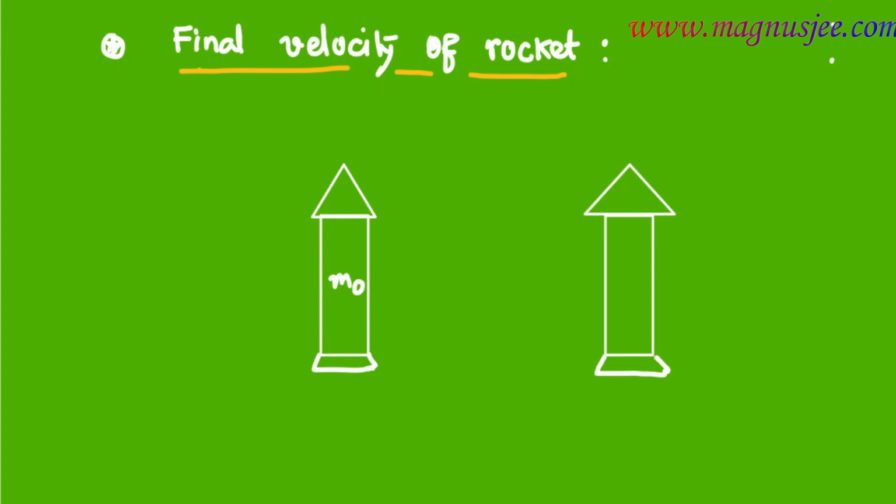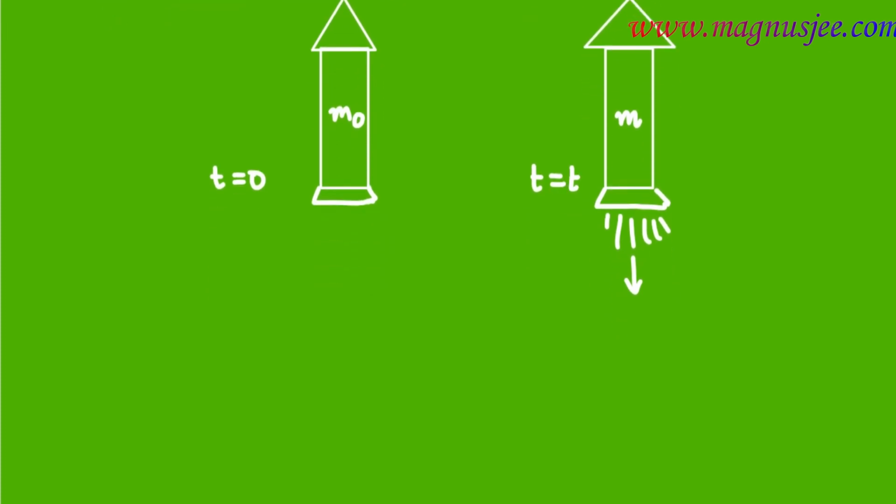M0 is the initial mass of the rocket at instant t equal to 0. The rocket was moving with velocity v0 in the vertically upward direction, and m is the reduced mass of the rocket after ejection of exhaust gases, and the velocity of the rocket increases to v. These are the exhaust gases, which are ejected with velocity vg at instant t equal to t. Now we know that the corresponding increase in velocity of the rocket in a small interval of time dt is dv.